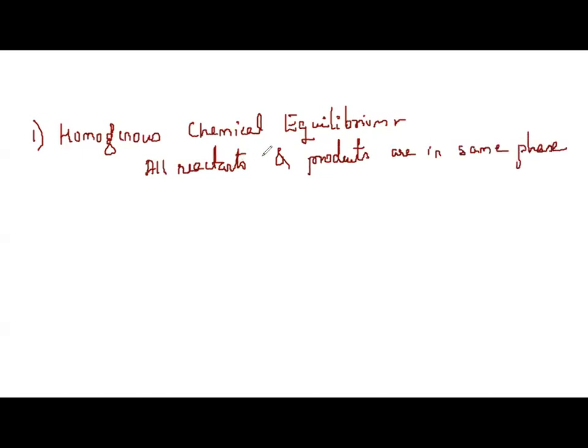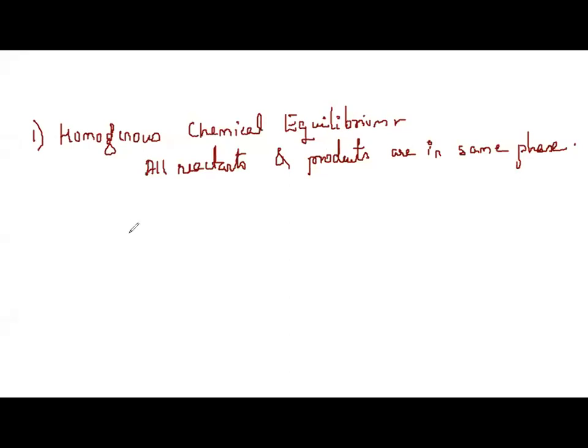So when all the reactants and products are in the same phase, gaseous phase, all are in gaseous phase. Liquid phase, all reactants and all products are in liquid phase. Solid phase, all reactants and all products are in solid phase. Then we call it homogeneous chemical equilibrium.